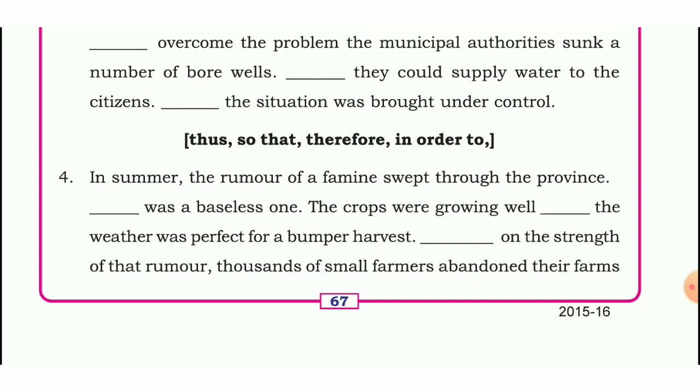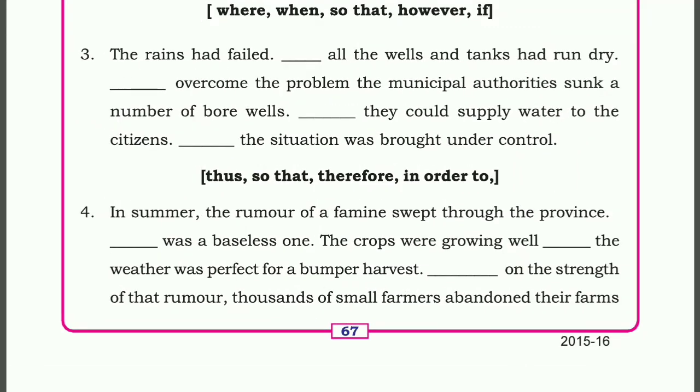Look at the next paragraph. In summer, the rumor of a famine swept through the province. Dash was a baseless one. The crops were growing well. The weather was perfect for a bumper harvest. On the strength of that rumor, thousands of small farmers abandoned their farms and fled to the cities. Of this crops failed, thousands starved. The rumor about the famine proved true. So the options which are given there: and, thus, as a result, but.